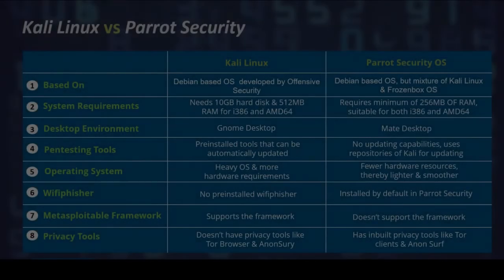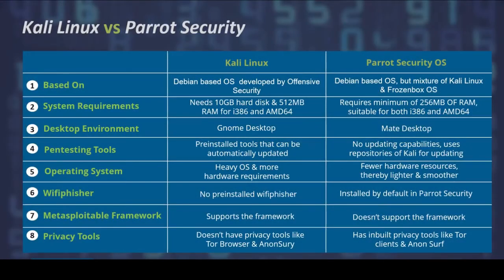Okay, here we go. First of all, Kali Linux is a Debian-based operating system by Offensive Security, and it's a rewrite of BackTrack. As for Parrot Security, it's a mixture of Frozenbox and Kali Linux. Coming to system requirements, Kali Linux requires a minimum of 10 GB hard disk space for installation and a minimum of 512 MB RAM. Parrot OS requires a minimum of 256 MB of RAM, and it is suitable for both 32-bit and 64-bit processor architectures.